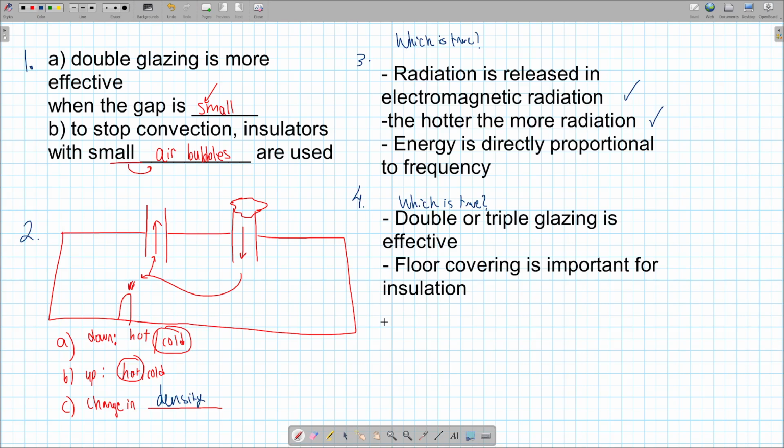Okay, we should know white. White is obviously not a good emitter or absorber. It's only a good reflector. Black is a good emitter, good absorber. Yeah, another one which is true.